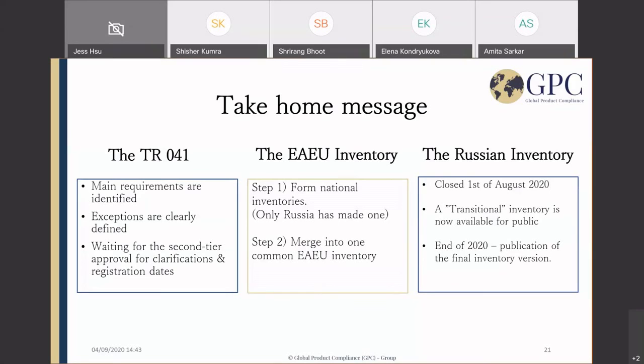And regarding the common EAE inventory, the first step is to form national inventories, but as I said, just recently only Russia has done this so far. Then it will all merge into one common EAE inventory, which will then be applied as a part of this technical regulation. And regarding the Russian inventory, it closed 1 month ago, on 1st of August, and the transitional inventory is now available, and the final version of the inventory will be published at the end of this year.